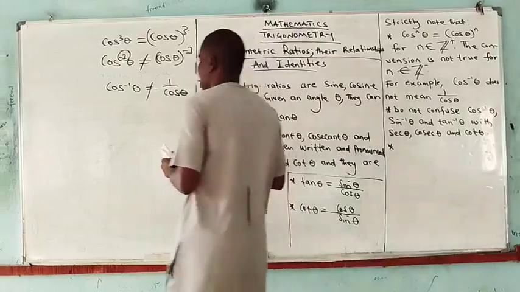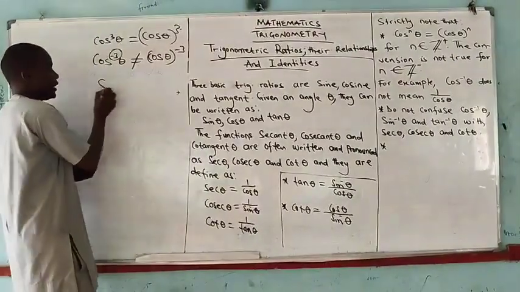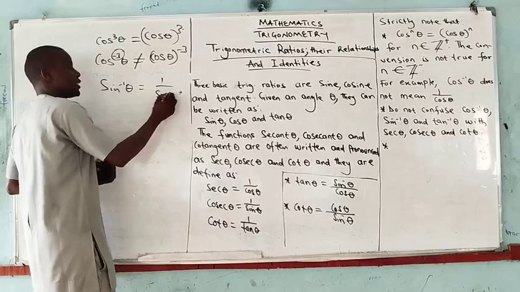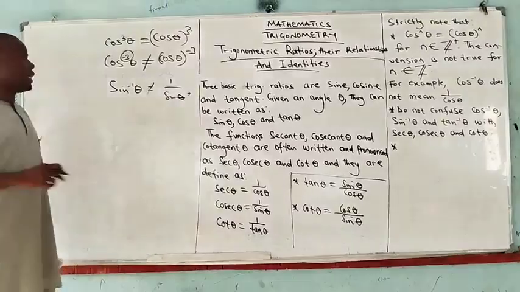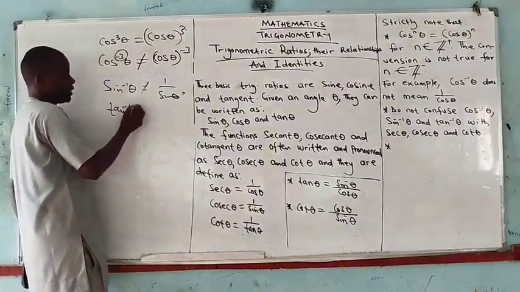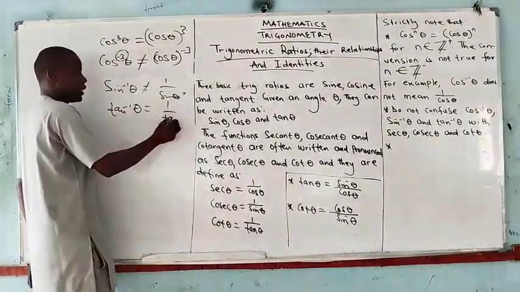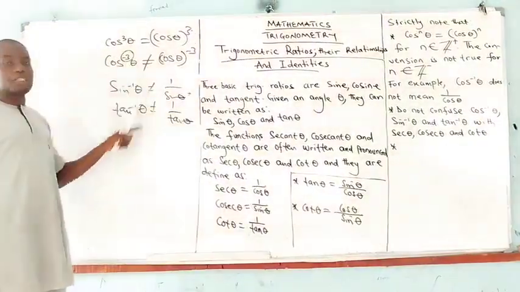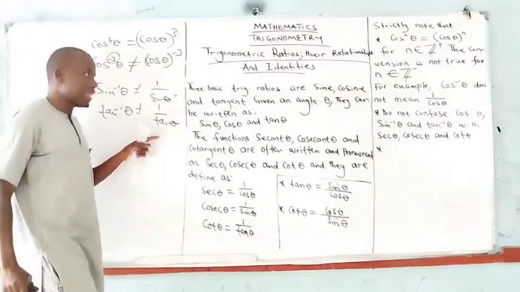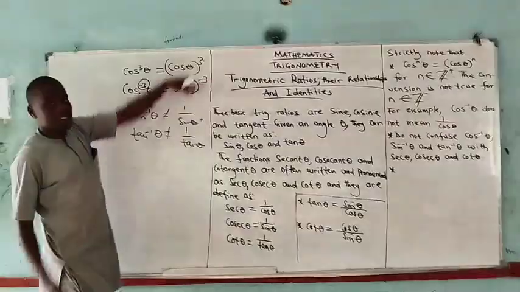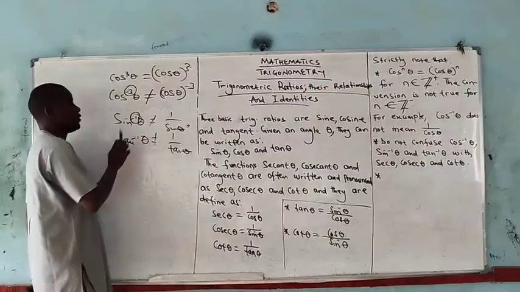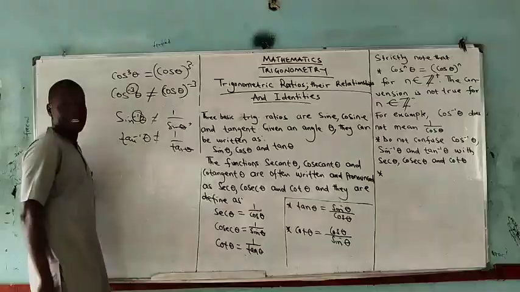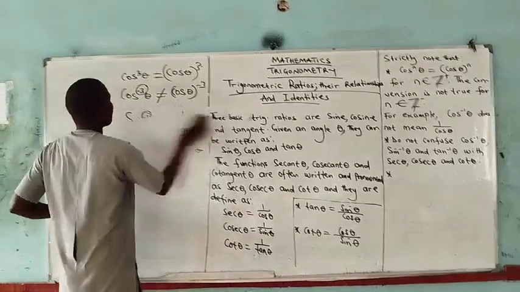If you are given something like sine inverse of theta, this does not mean that it is 1 over sine theta. Take note of that. Remember, tan inverse of theta is not equal to 1 over tan theta. It's not equal to that. If the power is positive, you can take it like this. But sine inverse is not 1 over sine. Cos inverse is not 1 over cos. Take note of that.